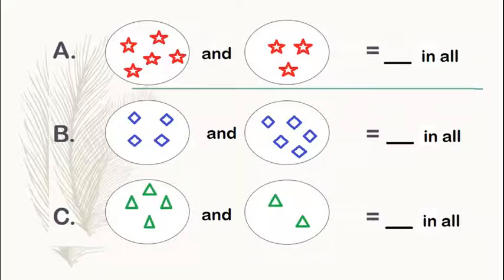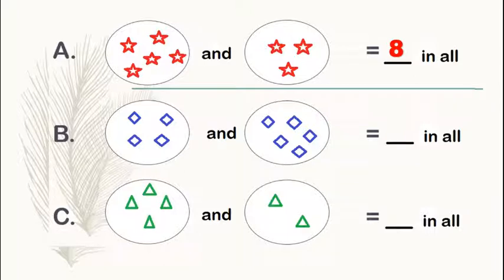So in letter A, we have the shapes of stars. Very good. So how many stars do we have in the first circle? Okay, very good. We have 5 stars. While in the second circle, we have 3 stars. So how many in all are our stars in these 2 circles? Very good. It's 8.